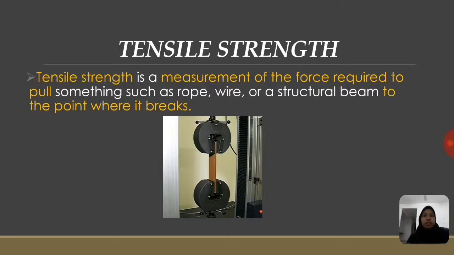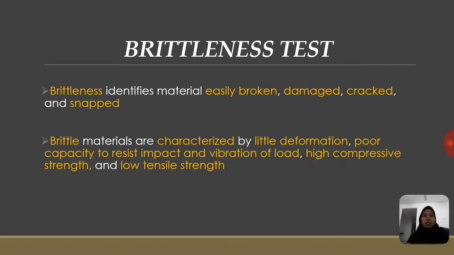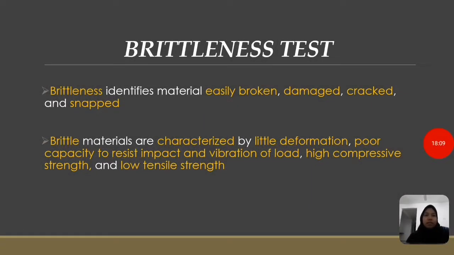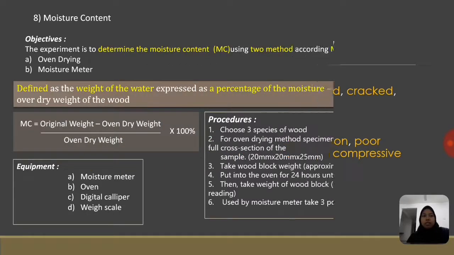Tensile strength. Tensile strength is a measurement of the force required to pull something such as rope, wire or a structural beam to the point where it breaks. Brittleness test. Brittleness identifies material easily broken, damaged, cracked and snapped. Brittle materials are characterized by little deformation, poor capacity to resist impact and vibration of load, high compressive strength and low tensile strength.